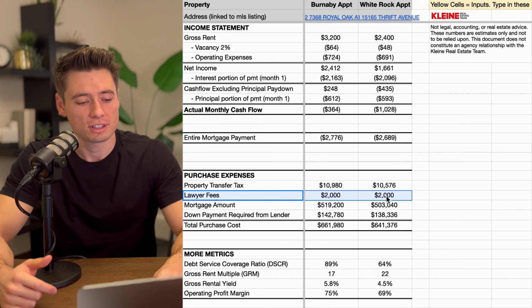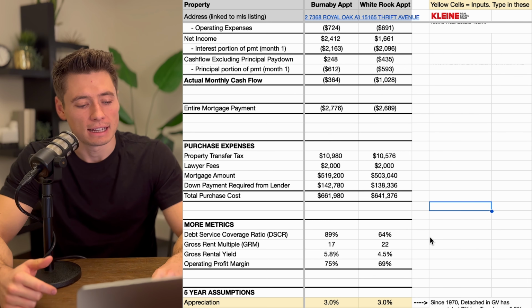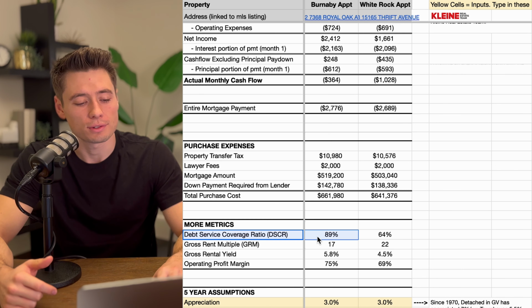You've got your property transfer tax, your lawyer fees, your mortgage amount, and the down payment that's required. So your total purchase cost is actually $661,000 after your fees. If we look at the more metrics portion here, this is your debt service coverage ratio.